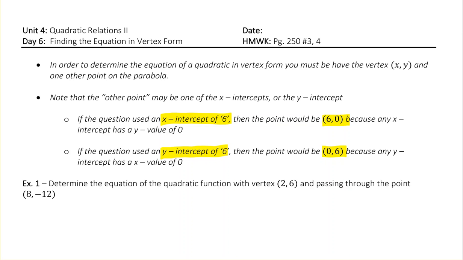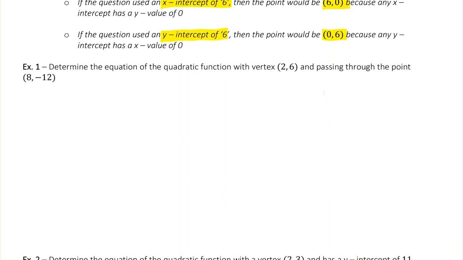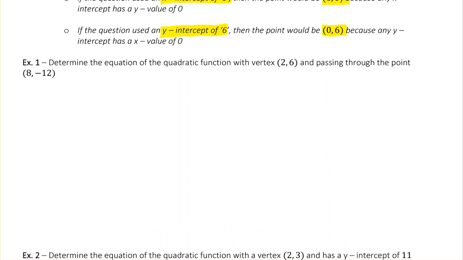Okay, the easiest way to look at this is just jump right into a problem. It says determine the equation of the quadratic function with the vertex (2, 6), and it passes through the point (8, -12). You always want to start yourself out with the general form of a quadratic for vertex form, which is this. Let's plug in the information that we know. We know the vertex is (2, 6), and we have that point (8, -12). This y value right here, that's our -12.